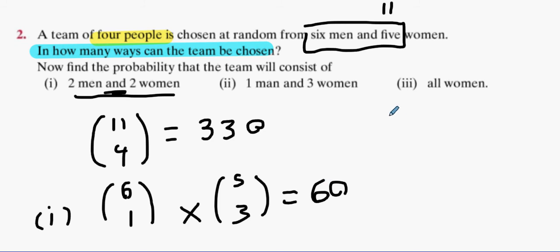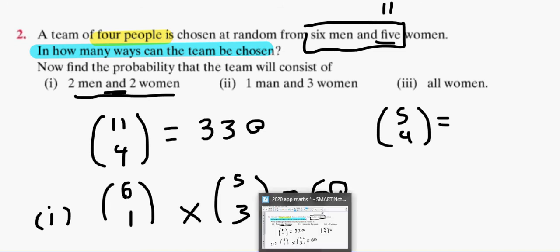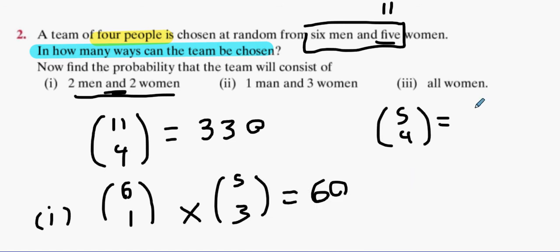What are we going for now? How many do you get to choose from? And then what happens then? 5C4 is how many? 5. Now, I did actually make one mistake here, believe it or not.